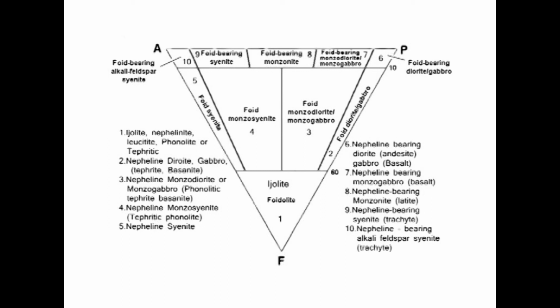Seventh, nepheline bearing monzogabbro, basalt. 8, nepheline bearing monzonite, latite. 9th, nepheline bearing syenite, that is also known as trachyte. 10, nepheline bearing alkali feldspar syenite, trachyte.